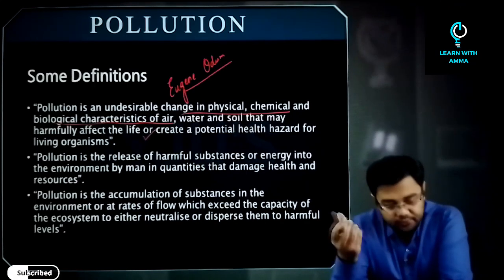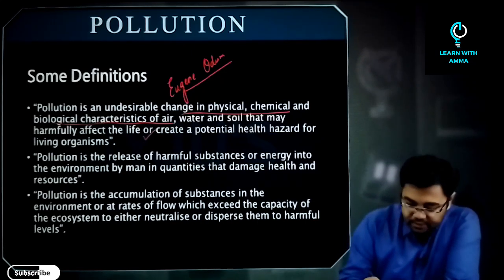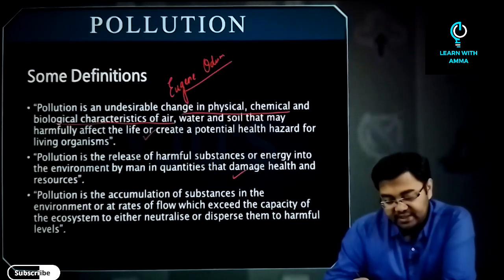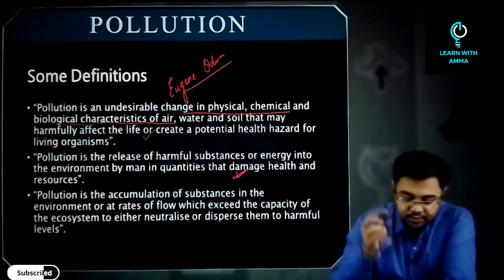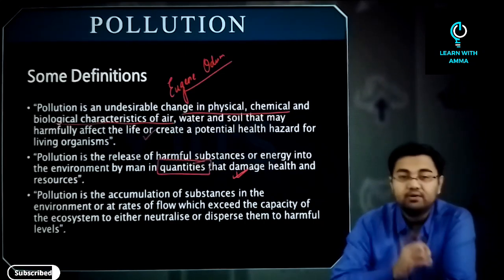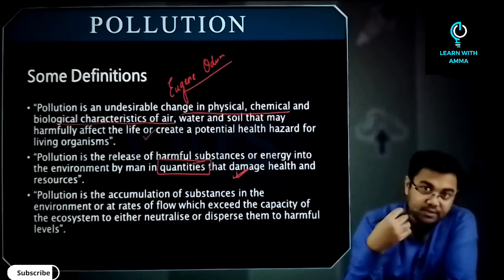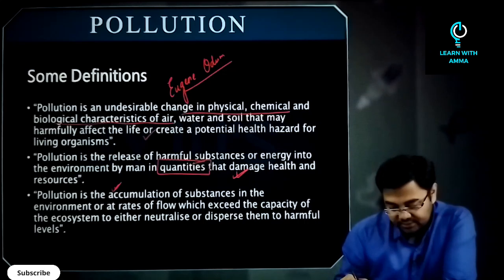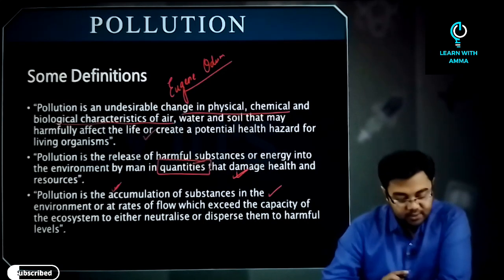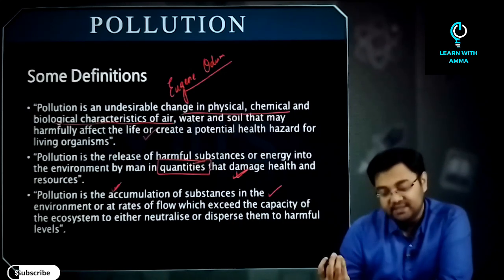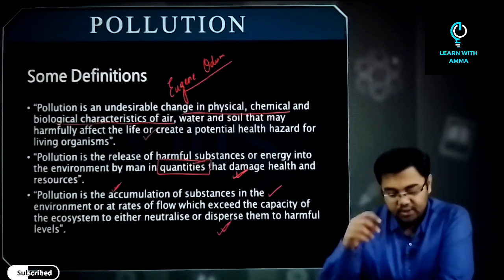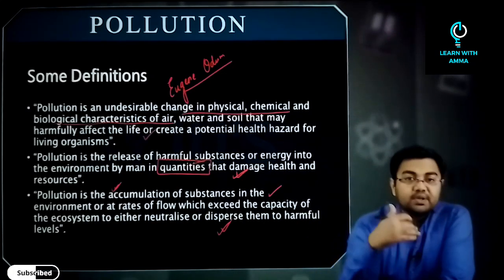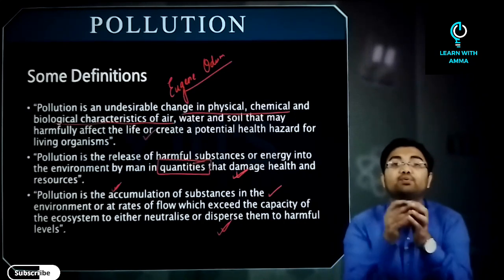Apart from that, another way of looking at a definition is pollution is the release of harmful substances or energy into the environment by man in quantities that damage health and resources. So here we are talking about quantities. Why we are talking about quantities, we'll just come to it. Then the next way to arrive at a definition can be pollution is the accumulation of substances in the environment or at rates of flow which exceed the capacity of the ecosystem to either neutralize or disperse them to harmful levels. So you see here there are three ways of looking at what is pollution.